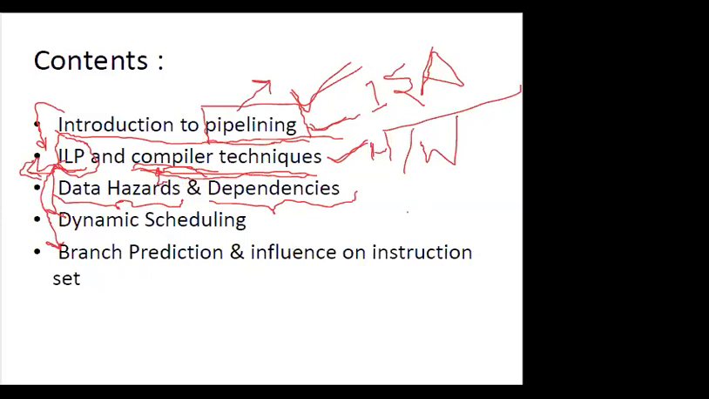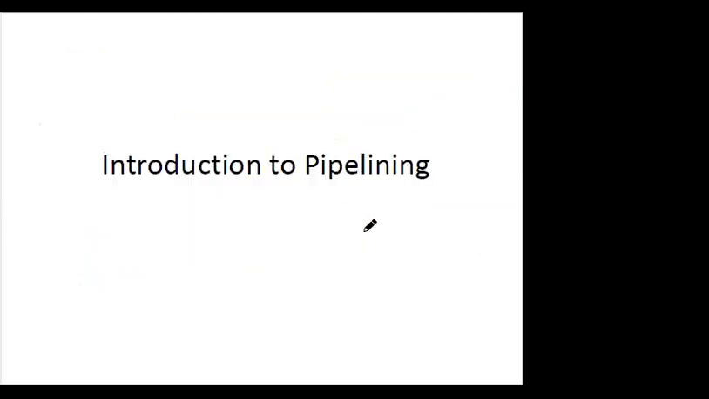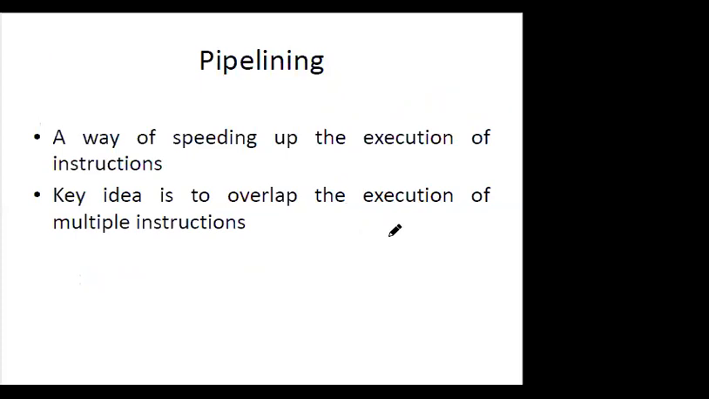So let us move on to the concept of pipelining, or the very basic introduction of the pipeline. Why do we need pipelining? Pipelining is a way of speeding up the execution of instructions. The basic idea involves the overlapping of execution. Multiple instructions can be executed in the same sequence. And how do we execute those multiple instructions on the same processor at the same time?